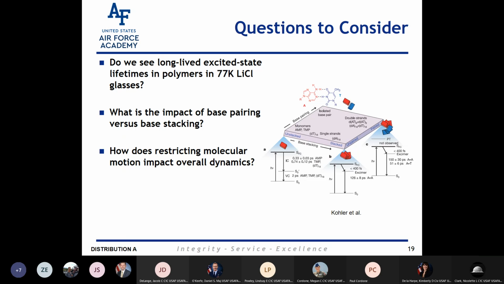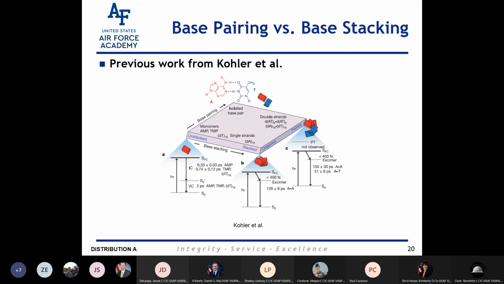So this diagram from Kohler et al. was a similar study to what we were doing. However, they measured DNA in solution. We're choosing to look at it at 77 Kelvin. So we want to see, are we going to see the same results in solution as we will see when we freeze our samples? And so a little bit more about this diagram.